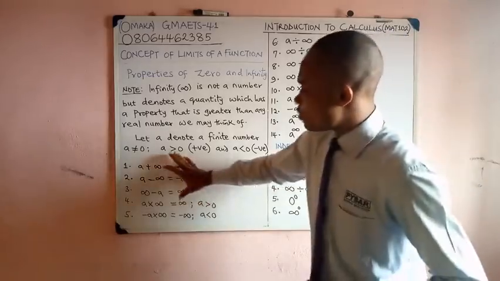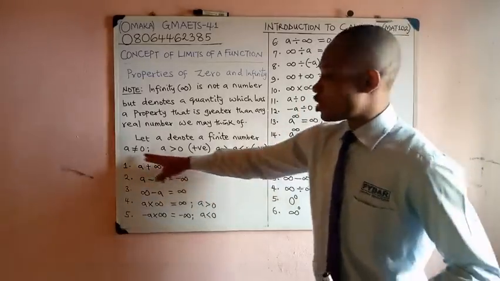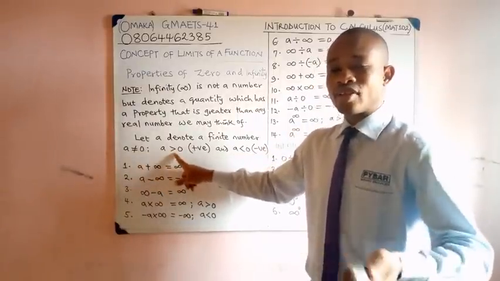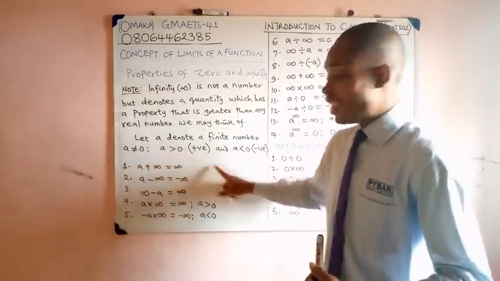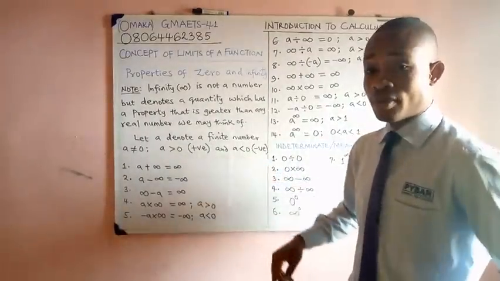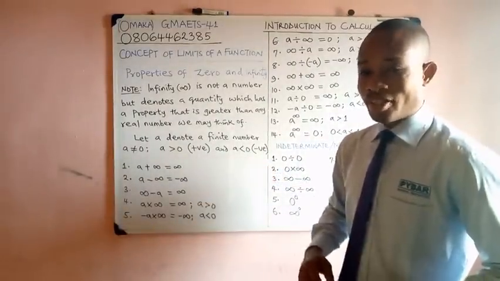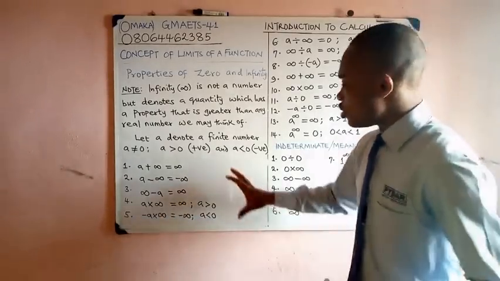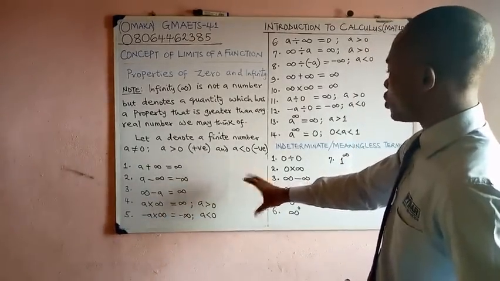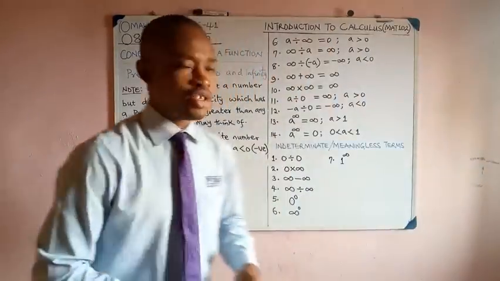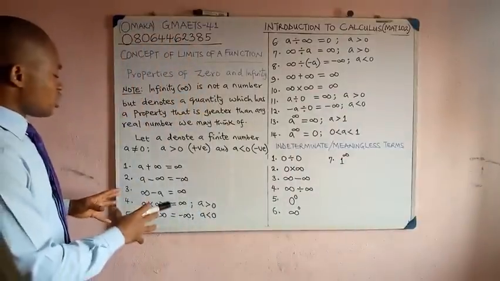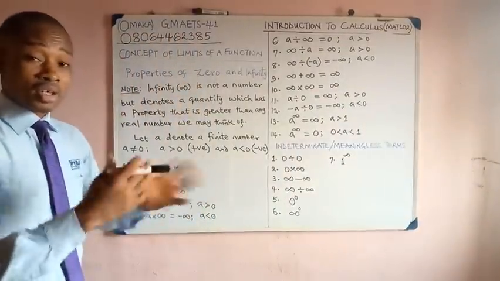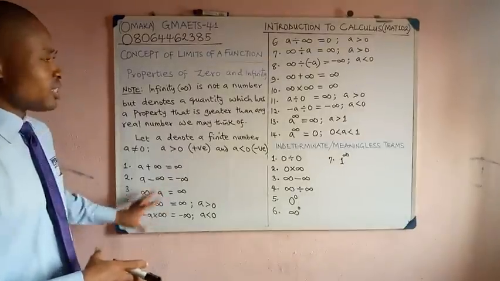And in these properties from 1 to 14, it's on the condition that a is not equal to 0. Then a can be greater than 0, which is a positive number, or a can be less than 0, which is a negative number. Expectedly, please, you have to memorize these properties as much as you can. Now, you want to look at property number 1 to 14. If you really look at it, you notice that it's actually dealing with the constant a, which could be less than 0 or greater than 0, and then infinity.